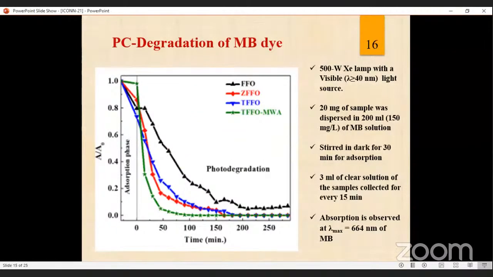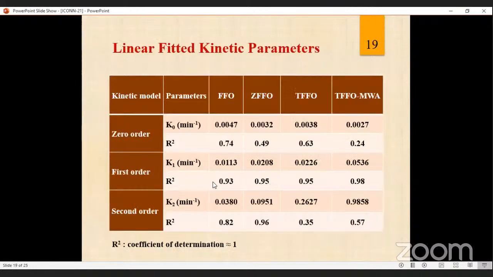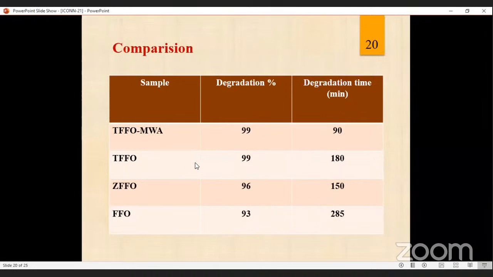Here we can find the first order kinetics is giving more R square values. So it is best defined by the first order kinetics, and TFFO has more R square value. You can see that TFFO MFA is giving 99% degradation in 90 minutes when compared to other samples.